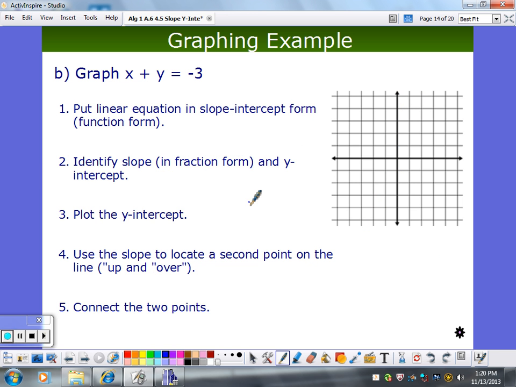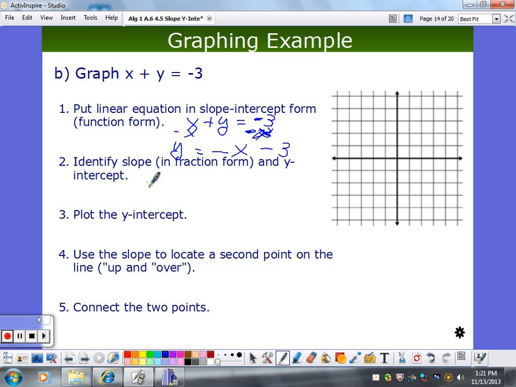Let's try this example. x plus y equals negative 3. Is that in slope-intercept form? No. y equals mx plus b. How do I get it there? Subtract the x, right? Solve it for y, because I want y equals. So y equals, what did I write here? That should be a negative x. Negative x minus 3. I always put the x term first, that's down here, and the sign sticks to them. The sign sticks to them.